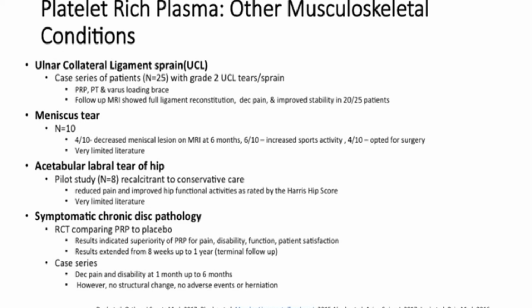Moving on to meniscus tears. So 10 patients received PRP injection for their meniscus tear. 4 out of 10 decreased meniscal lesion on MRI at 6 months. 6 out of 10 patients increased their sports activity, and 4 out of 10 opted for surgery.